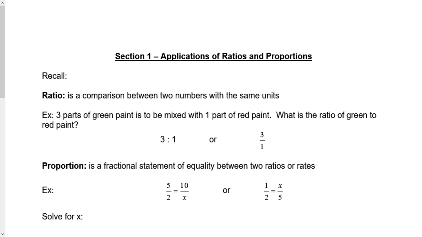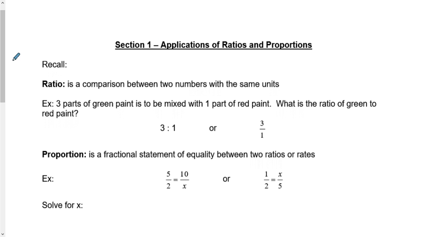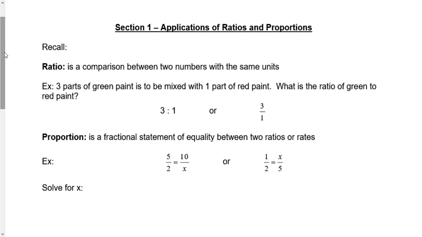All right, so let's get directly into our notes. It's going to be really quick and short, especially if you've been paying attention. We've done a lot of this already, just bringing it back to make sure everyone's really clear. A ratio is a comparison between two numbers with the same units. For example, 3 parts of green paint is mixed with 1 part of red paint. So 3:1 or 3/1.